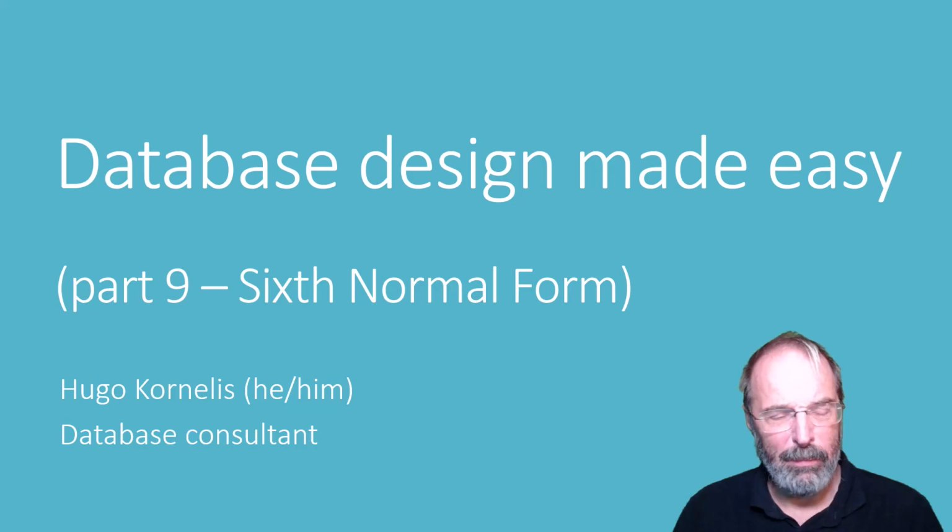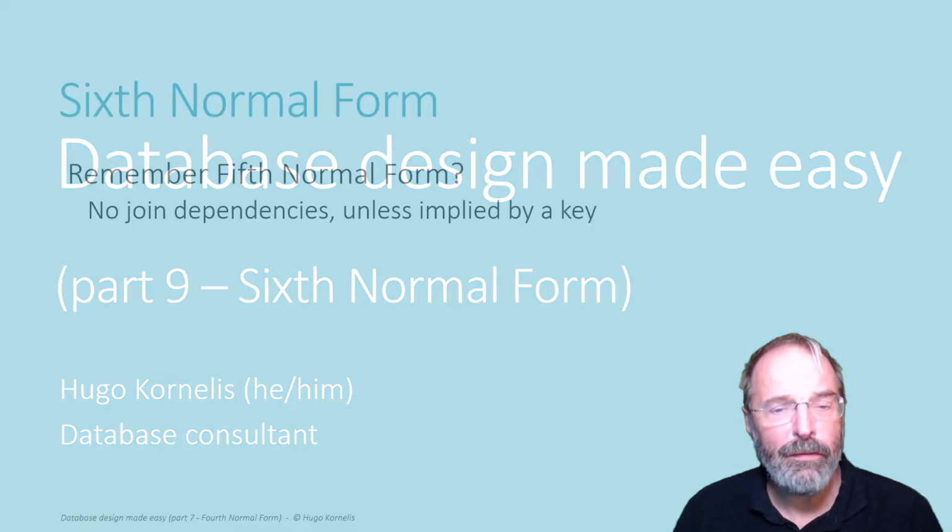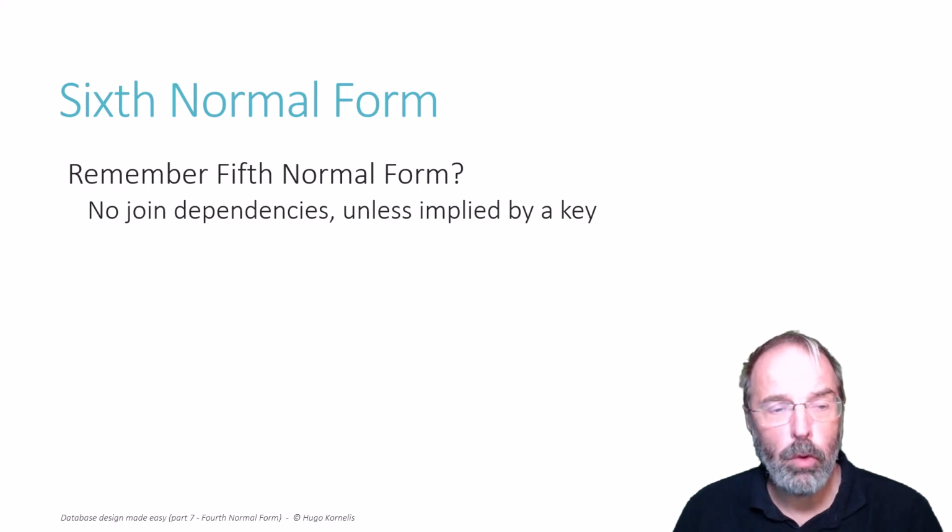It's already time for part 9, where we will cover 6th normal form. And to understand 6th normal form, we have to go back first to 5th normal form, where the rule was there shall be no join dependencies unless implied by a key.